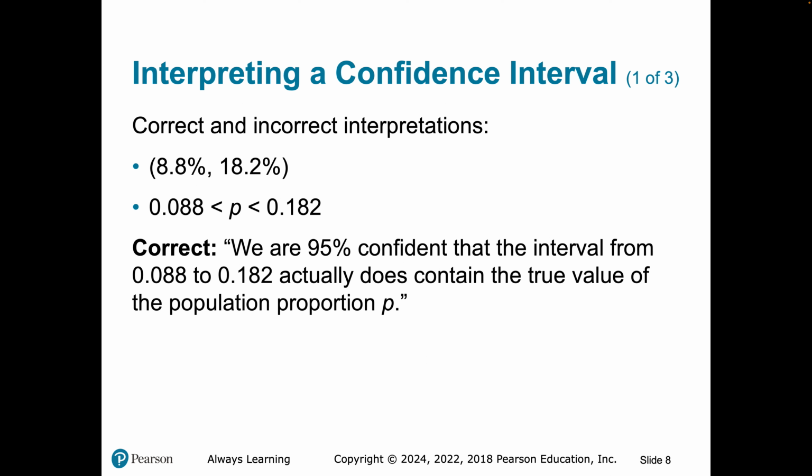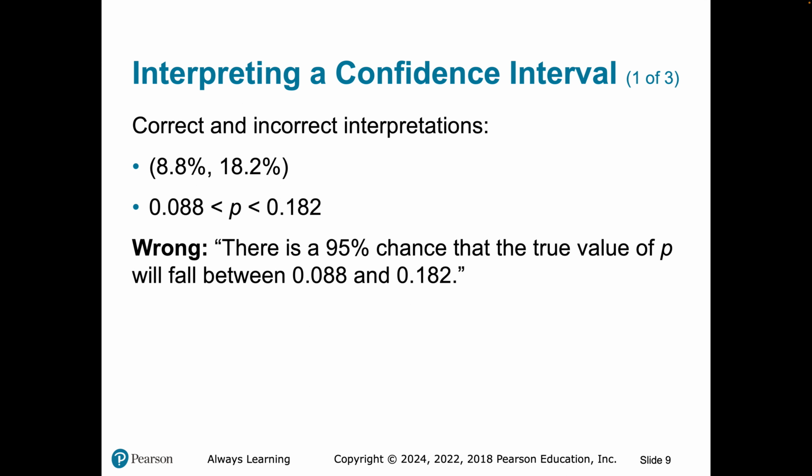Interpreting a confidence interval, there are correct and incorrect interpretations. So a correct interpretation is we could say we're 95% confident that this interval from 0.088 to 0.182 contains the true population proportion. The true population proportion would be the percentage of all residents in this Appalachian town who are diabetic.